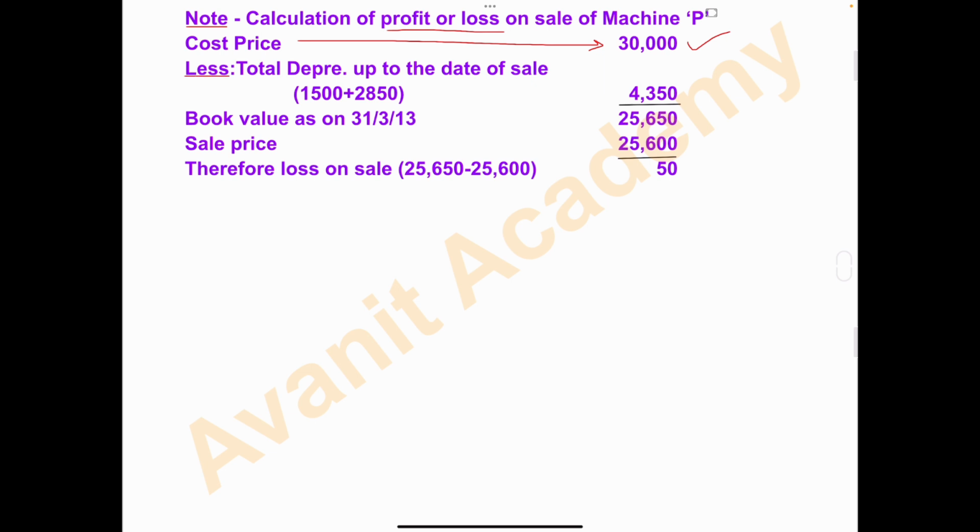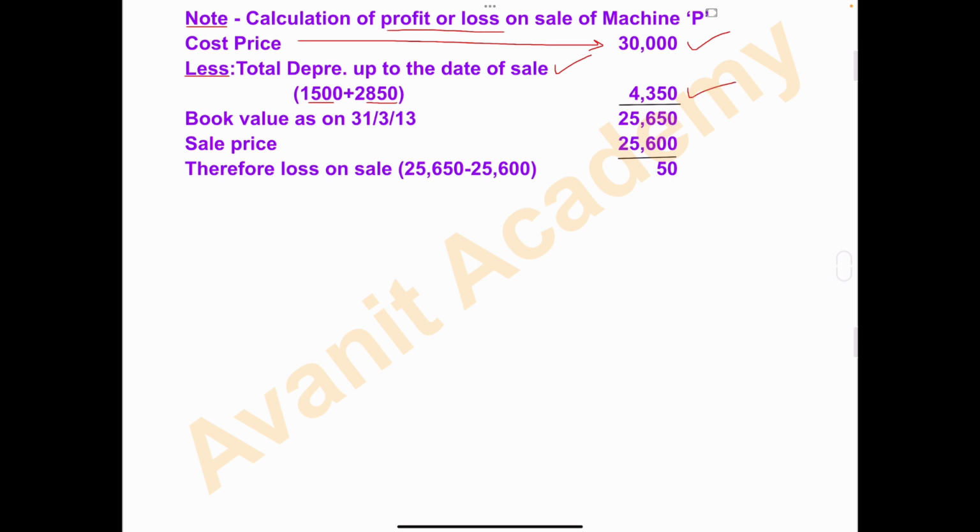Next, less total depreciation up to the date of sale. So how much depreciation has accrued on this machine P until the sale on 31st March 2013, that we have to take here. That is 11 to 12, 1,500, and for the 12 to 13 financial year the depreciation amount is 2,850. Refer to the machinery account. For the year 2011 to 12, depreciation amount is 1,500, and for the year 2012 to 13, the depreciation amount on machine P is 2,850. And the total of these two amounts is 1,500 plus 2,850.